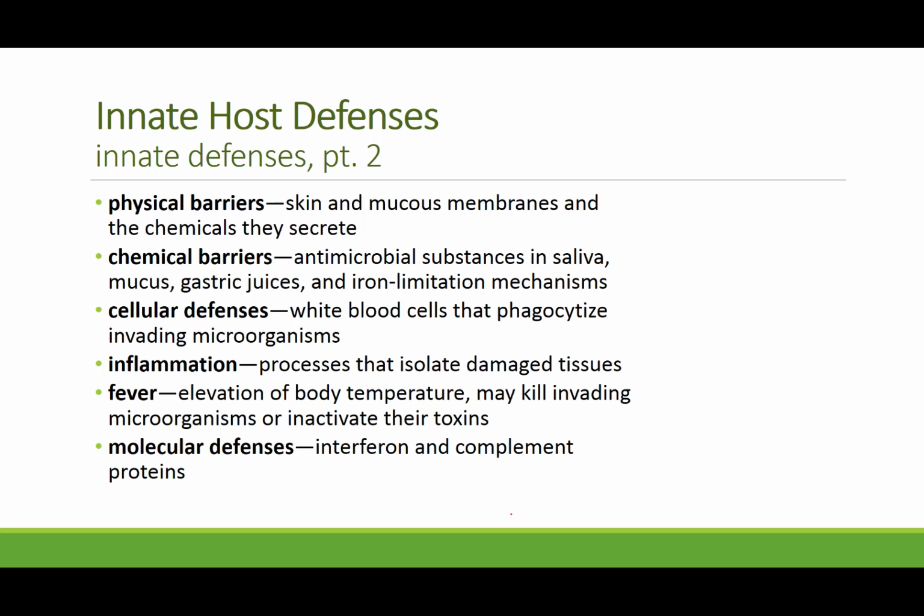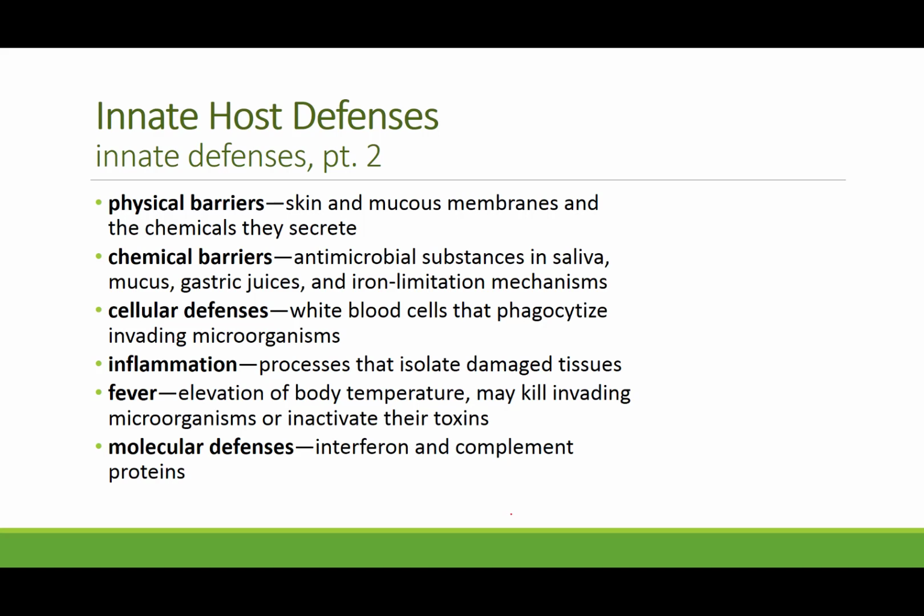So inflammation helps to prevent materials that have entered the body from getting any further than that site where they have invaded. Fever also has a real defensive characteristic to it. By elevating body temperature, we may kill off microorganisms that have invaded or inactivate the enzymes that are running their metabolic processes, making it harder for them to grow or inactivating the toxins that they are releasing. And then last of all, there are molecular defenses.